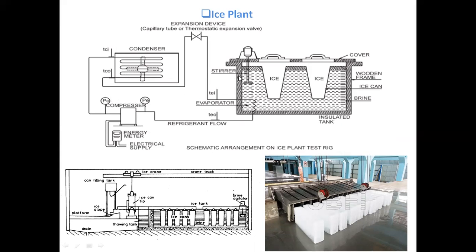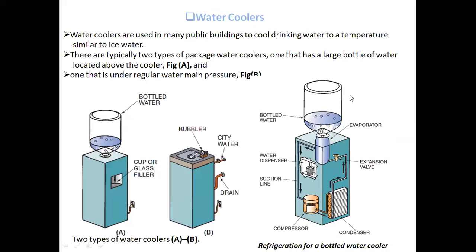So this VCR cycle plays its role, and the water in the can, of which you have to prepare the ice, is readily cooled when these cans are immersed in the brine tank, which is maintained at -10 degrees Celsius. It will produce the ice, and this ice is then taken out by lifting with the help of a crane, because 200 kg, 500 kg ice cubes will be prepared, and this ice cube will be then taken out from the cans like this, as shown in the bottom of the slide. Okay, so such type of ice plants are there for commercial production of ice.